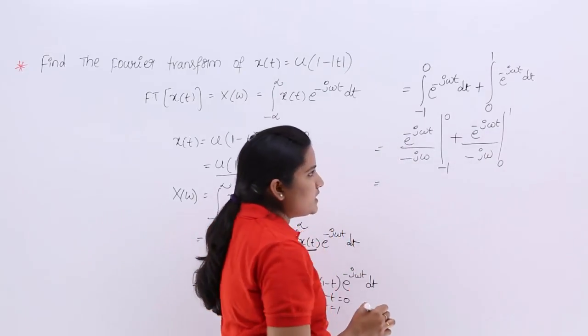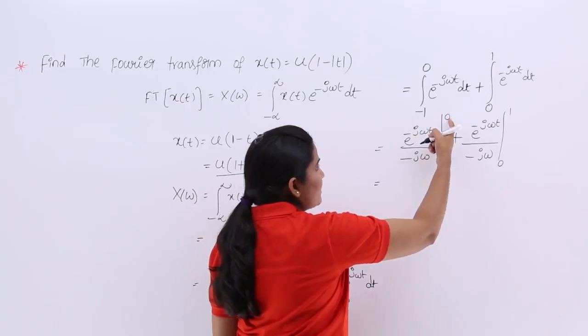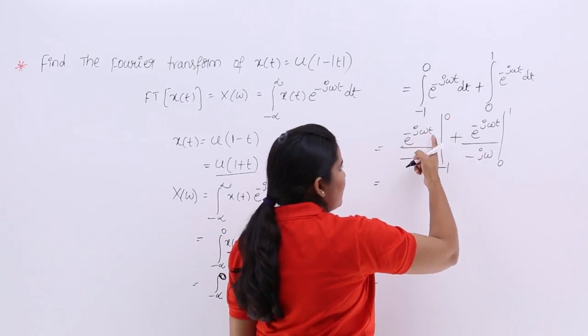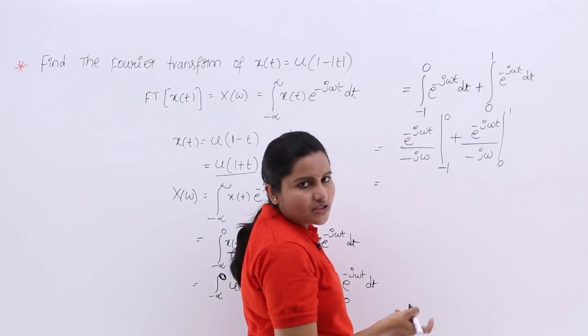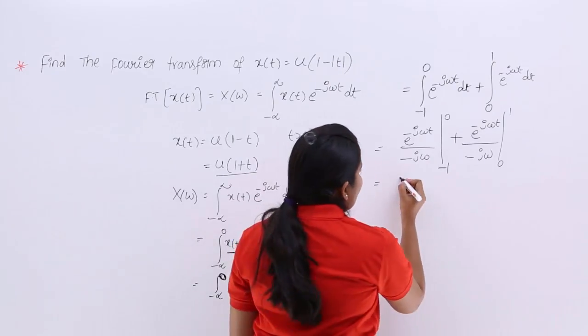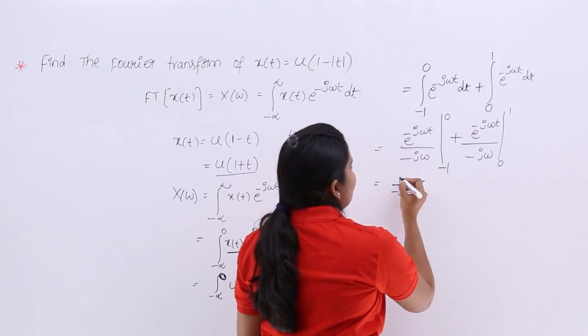Here you can see I am substituting my upper limit. Substituting the upper limit, e power minus j omega times 1 or, at the lower limit, e power 0, which is 1, divided by minus j omega, minus the lower limit.